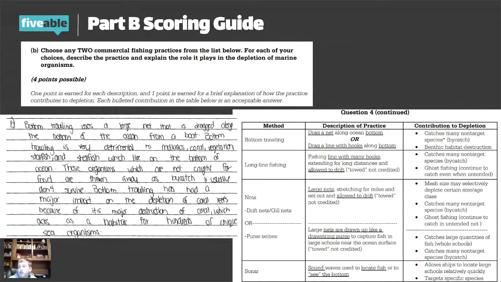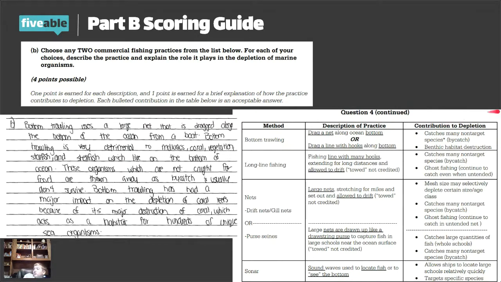They said it uses a large net along the bottom of the ocean from a boat. So boom, they know the method and they have a brief explanation. But now they have 1 point so far, in my opinion. Now let's look, do they have the contribution to depletion? So they say it's detrimental to mollusks, coral, vegetation, starfish, and shellfish, which live on the bottom of the ocean. These organisms, which are not caught for food, are thrown away as bycatch and don't usually survive.